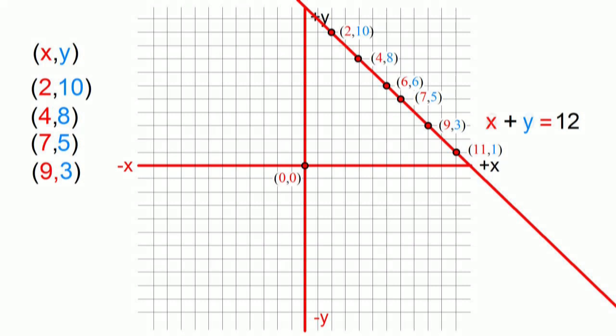I can check to see if it is on the line by plugging in those values into the equation. When x is 6 and y is 6, it does equal 12. How about the point x 2, y 3?